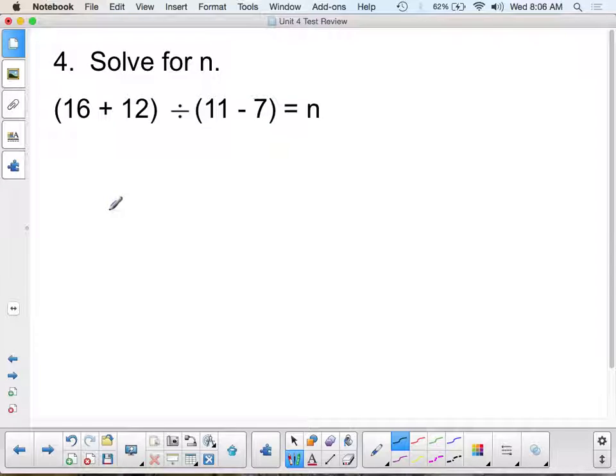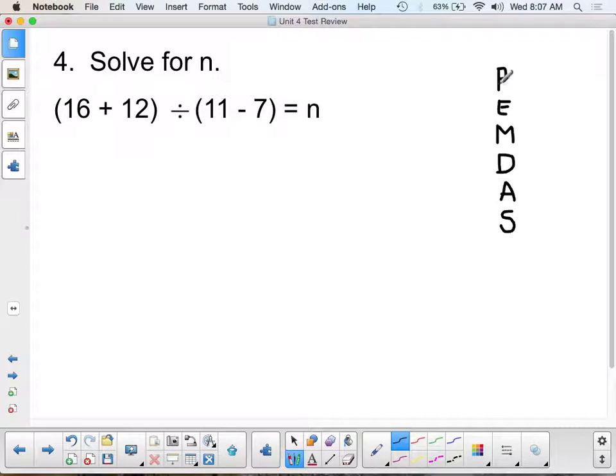Okay, last problem. We're solving for n, the unknown. Remember that when you have multiple operations like we do here, we have addition, division, subtraction, we use something called PEMDAS. Parentheses, exponents, multiplication and division from left to right, and then finally addition and subtraction from left to right. And this tells you the order in which you need to do these math operations.